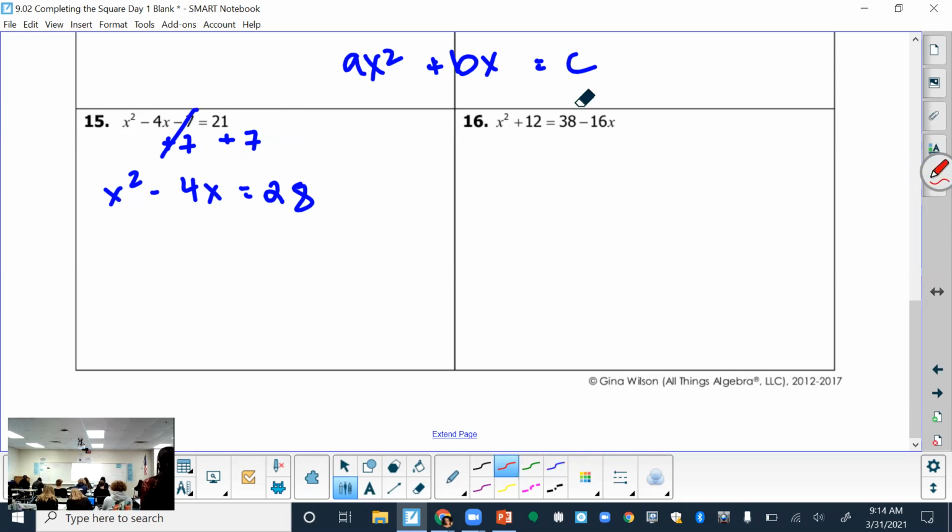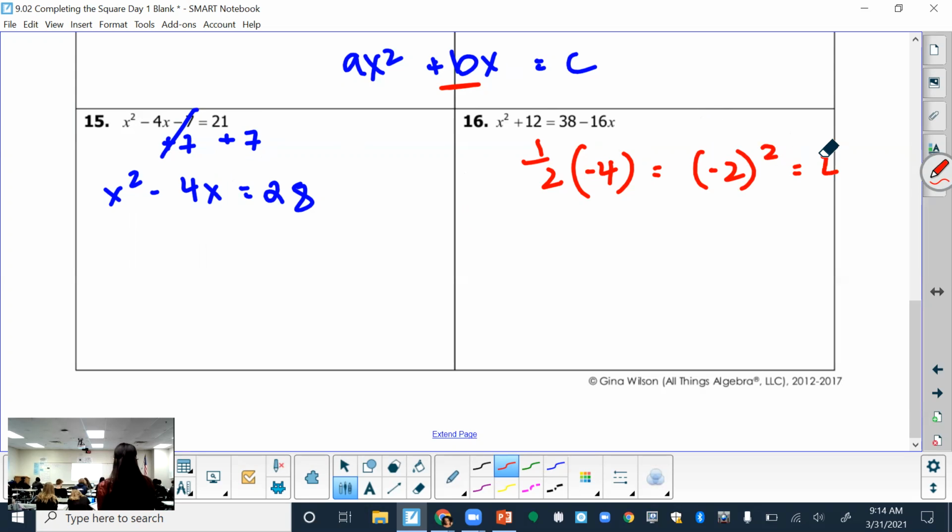Now we need to do step 2, which says to take half of whatever the b value is and square it. Then add it to both sides. So what's my b value? It would be the number in front of the x. -4. That's the number in front of the x. What's half of -4? And then what is -2 squared? A +4, right? So this is the number that I will add to both sides, because that's what step 2 says to do.